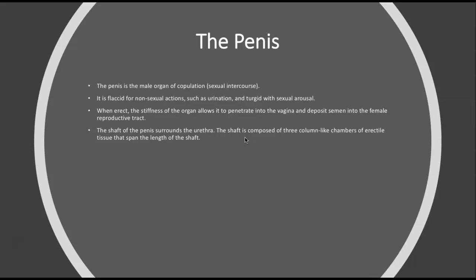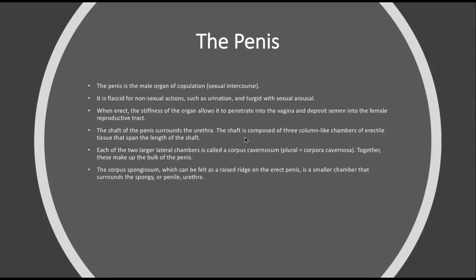It's composed of three column-like chambers of erectile tissue that span the length of the shaft. The two larger lateral chambers are called the corpus cavernosum, or the corpora cavernosa, and together those make up the bulk of the penis. And then the third smaller one is the corpus spongiosum, which could be seen on the raised edge of an erect penis. It's a smaller chamber, and it surrounds the spongy or penile urethra. The end of the penis is called the glans penis, and it has a high concentration of nerve endings, which results in very sensitive skin that influences an increased likelihood of ejaculation.